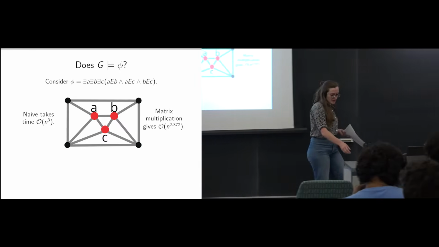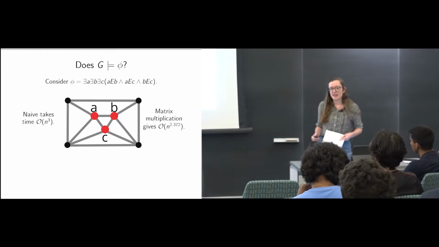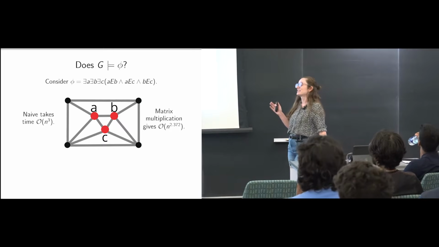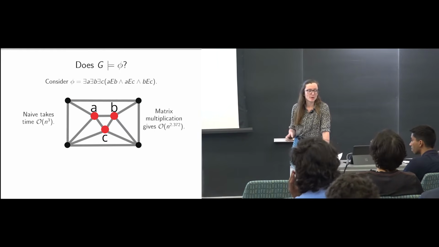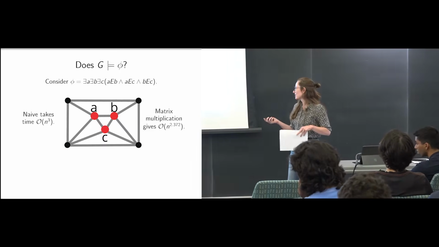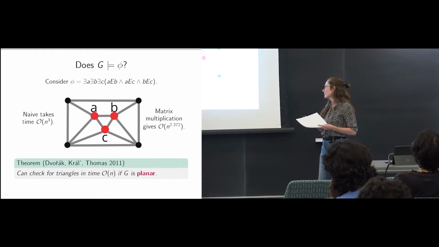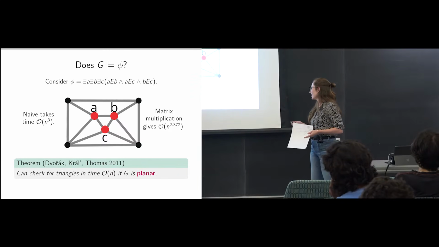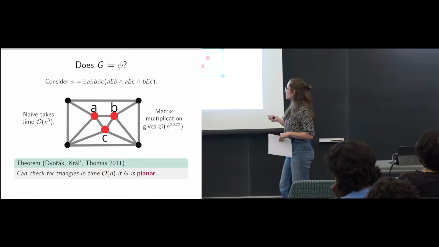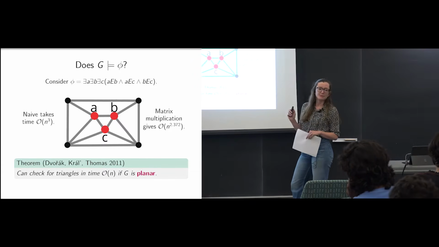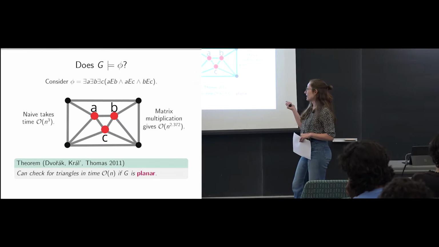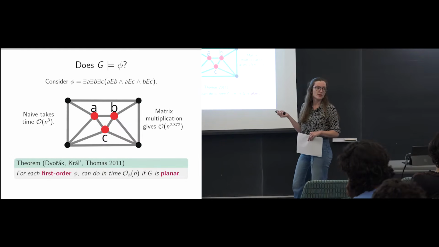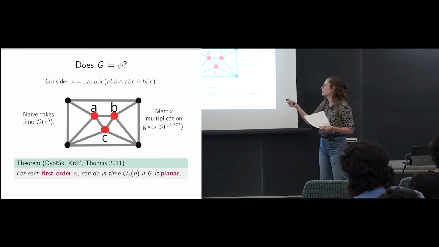All right, so what I'm going to be talking about for the rest of the day is for which graph classes you can remove phi from the exponent. Just to give an example of that, there's a theorem of Dvorak, Kral, and Thomas that says you can check for triangles in planar graphs in linear time. You can actually beat this by a lot, and their theorem works for general first-order sentences. So for planar graphs, graphs that I can draw on the surface without crossings, you can check every first-order property in linear time.